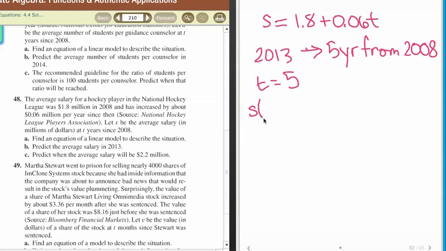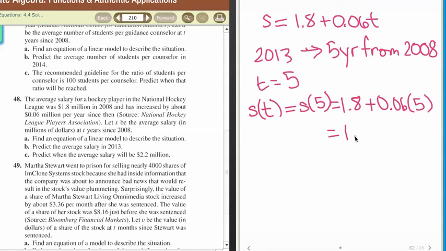Now remember that I talked about this in class, that we could write this as the value of the dependent with relation to the independent. And so I could say that we're finding S of 5 in our prediction here, which means evaluating this for the 5. So we have 1.8 plus 0.06 times 5. And so we have 1.8 plus 6 times 5, which is 30. And then we have 2 decimal points, so this is 0.30.